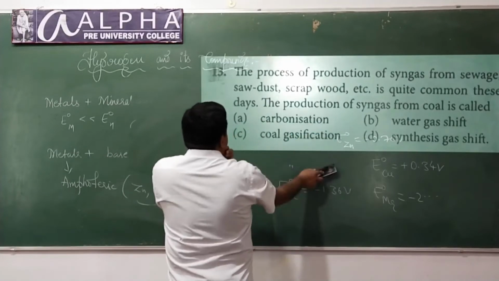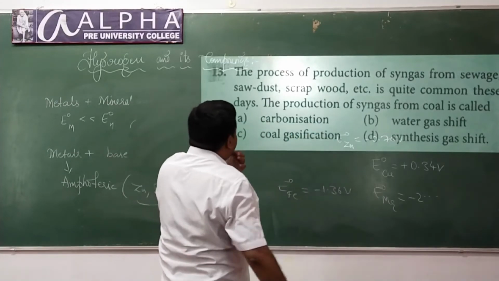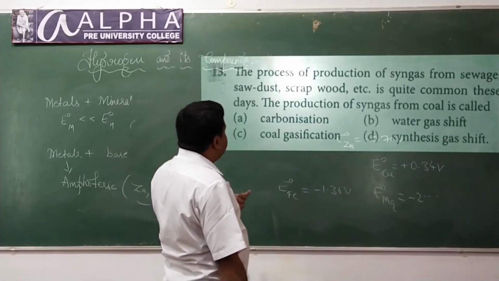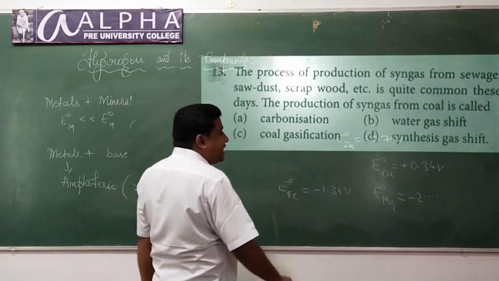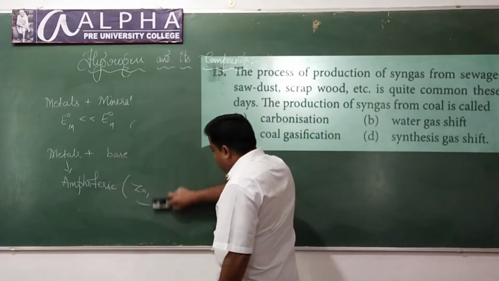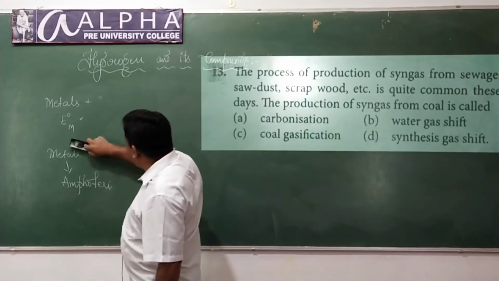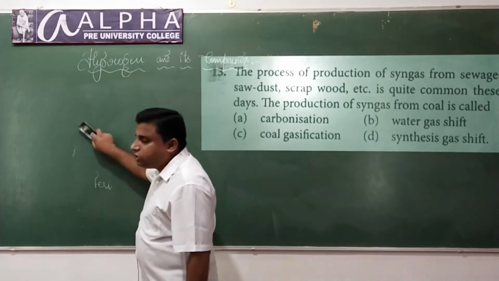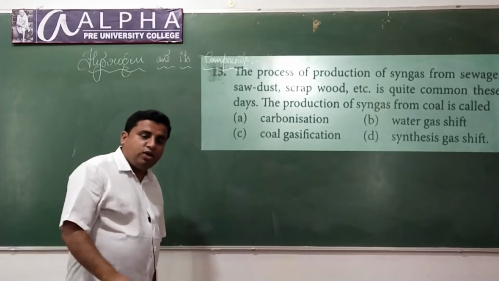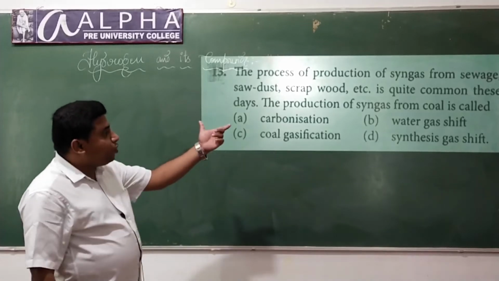The production of syn gas from sewage, sawdust, scrap wood, etc. is quite common these days. The production of syn gas from coal is called as what? All the answers are available in my video lecture 1 and video lecture 2. The answers for all these questions are available in my video lecture 1 and video lecture 2. Okay, the production of syn gas from coal.